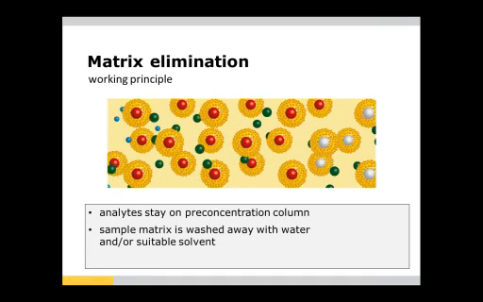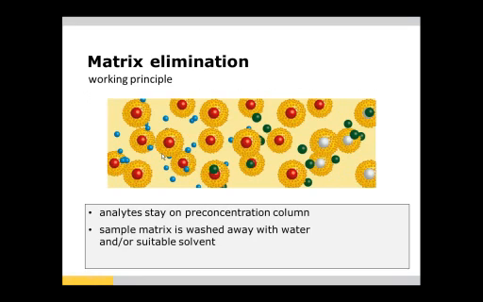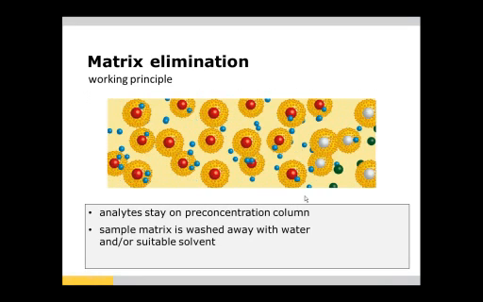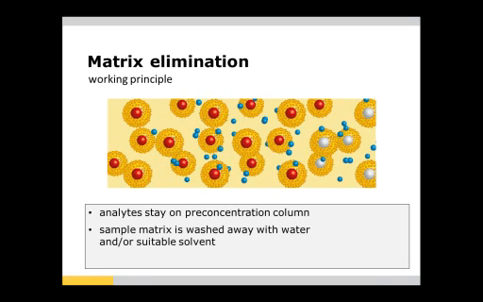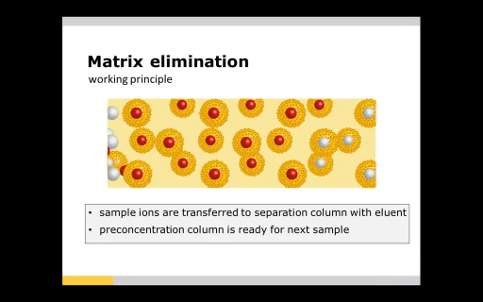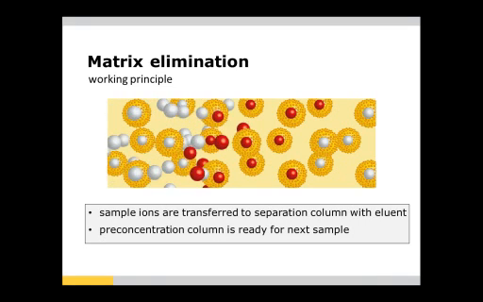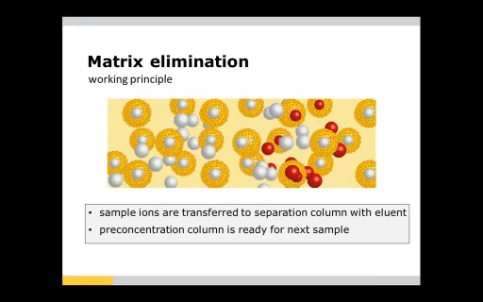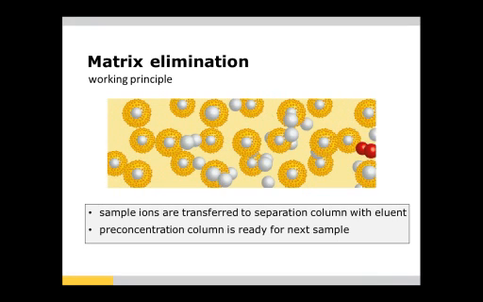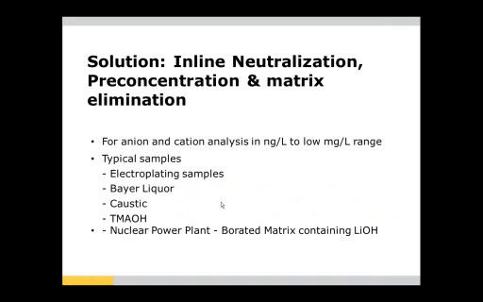Here, after pre-concentration, the interfering sample matrix is washed with ultra-pure water or with a suitable solvent. So the interfering matrix is completely removed from the pre-concentration column, and then subsequently the trapped anion or cation in the respective pre-concentration column is transferred into the analytical column by the mobile phase. So it's like a three-step process. First we do the pre-concentration, second we remove the matrix, then we transfer the pre-concentrated analyte onto the analytical column.